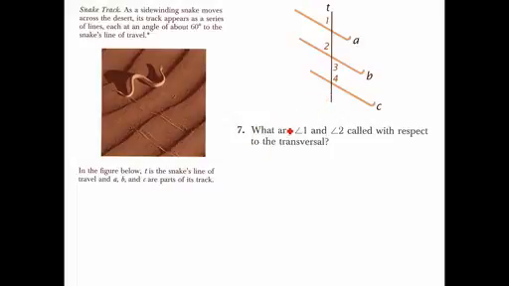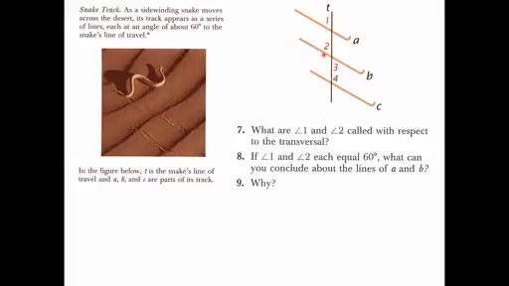So now some questions about that. What are angles 1 and 2 called with respect to the transversal? So angles 1 and 2, we're looking at an angle pair there. If 1 and 2 were each 60 degrees, what would you say about lines A and B? Look through the theorems and corollaries today, and then tell why you would say that.